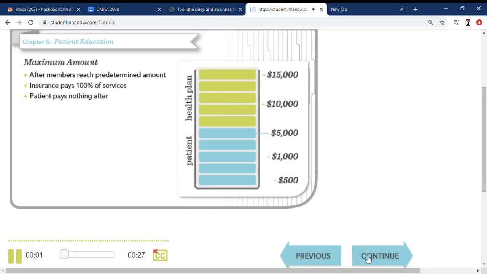Finally, many plans have a maximum out-of-pocket provision in place. After the members reach a predetermined amount, the insurance company will pay 100% of the cost of the medical service. For example, a health plan can establish $5,000 as its maximum amount. A patient covered by that plan who has major surgery will pay out of pocket up to $5,000, but nothing after that.